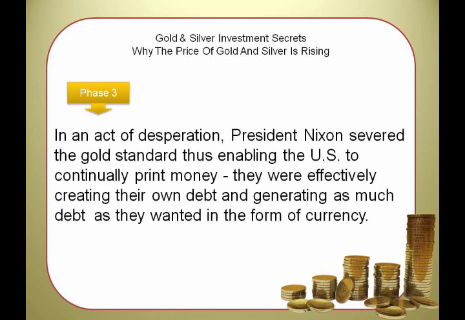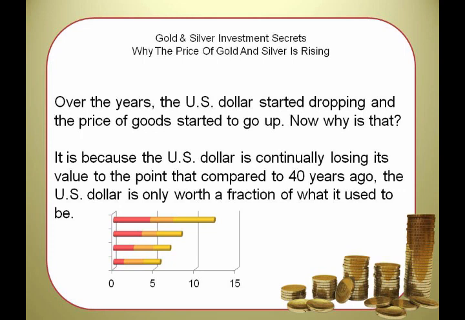They were effectively creating their own debt and generating as much debt as they wanted in the form of currency. Over the years, the US dollar started dropping and the price of goods started to go up. Now why is that? It is because the US dollar is continually losing its value to the point that, compared to 40 years ago, the US dollar is only worth a fraction of what it used to be.